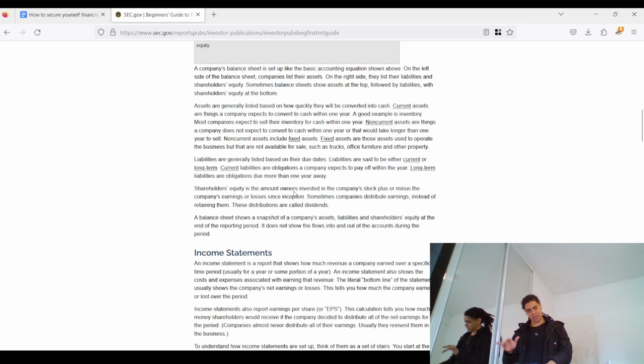And sometimes companies distribute earnings instead of retaining them. These distributions are called dividends. So a balance sheet shows a snapshot of a company's assets, liabilities, and shareholders' equity.